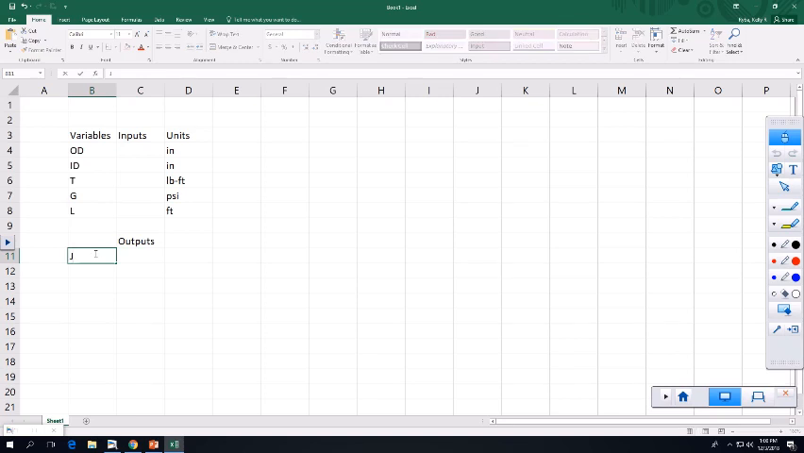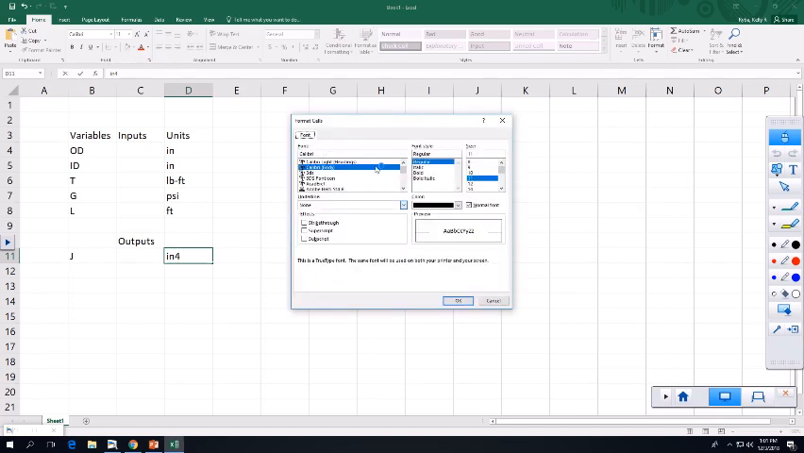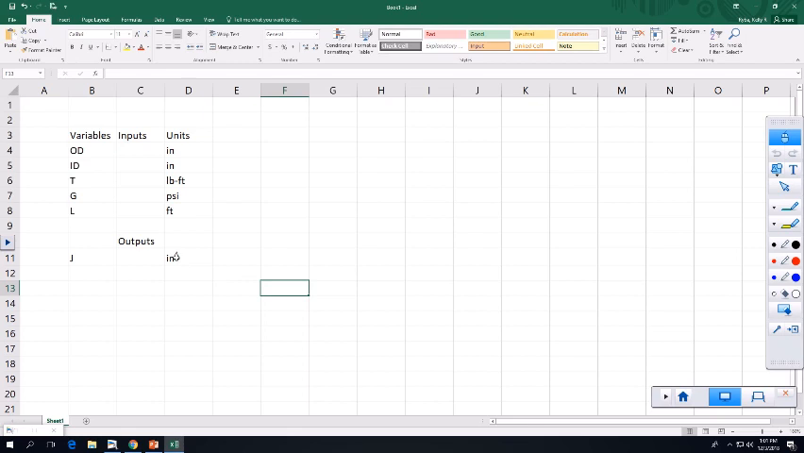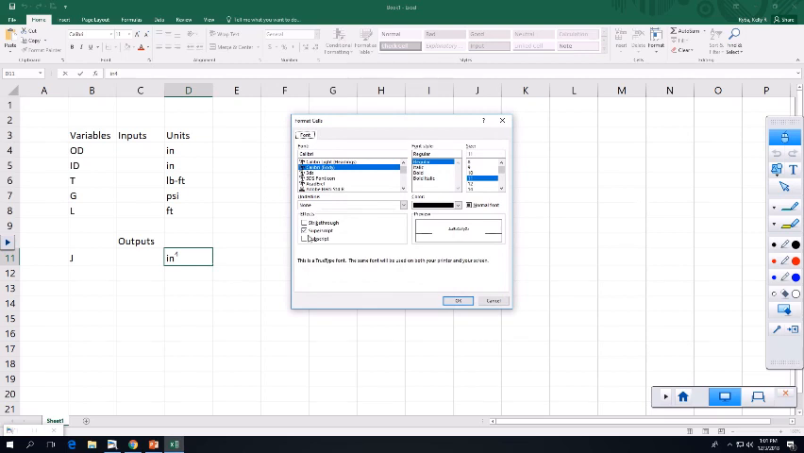The first one I'm going to do is J, polar moment of inertia, and I know that's going to be in inches to the 4th power. If you want to make this a superscript, when you're in here, you can either highlight it up here or in here. Go to Font, arrow down, and it's going to come up with this table. Just hit superscript, and you'll notice that it puts a little 4 above like that. Again, highlight just the number, the little arrow next to Font, and superscript is what you want.